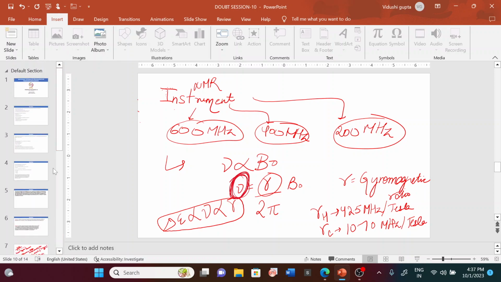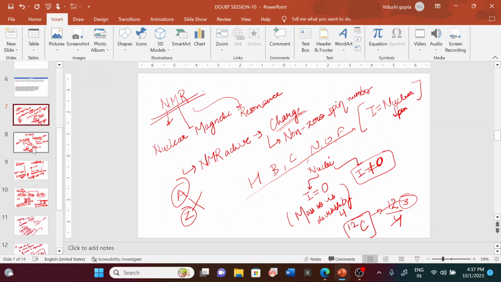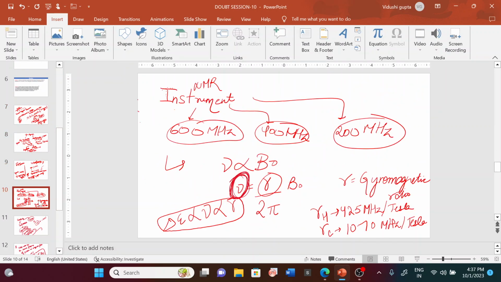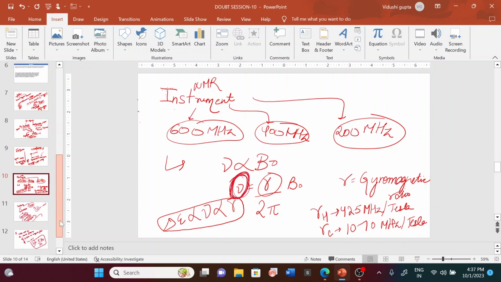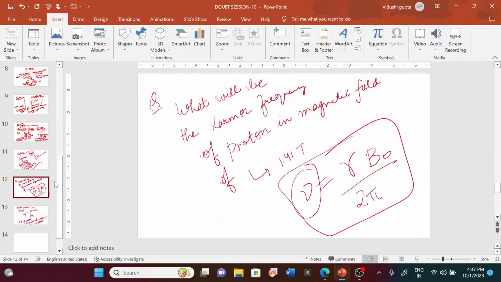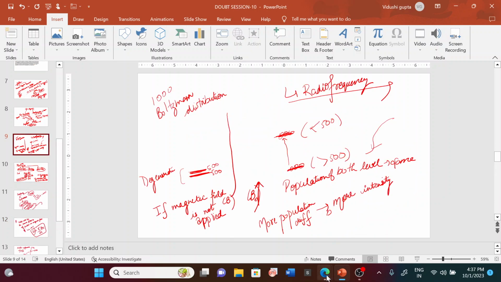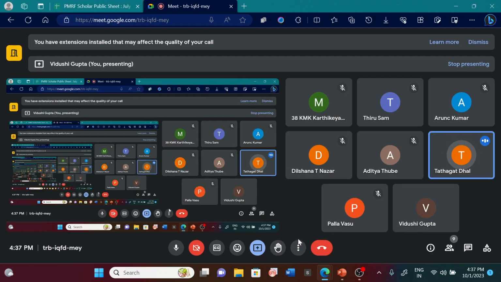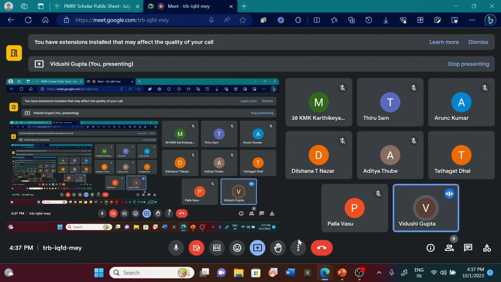Ma'am, in Boltzmann distribution, initially the energy gap was less, and it was the same, like they were degenerate. Yeah, it was degenerate. It was the same energy gap, same energy levels. But when a magnetic field is given, the energy level increases, and the degeneracy will break. Degeneracy is that energy levels should be the same. Energy levels should be high only. Like there will be separation.